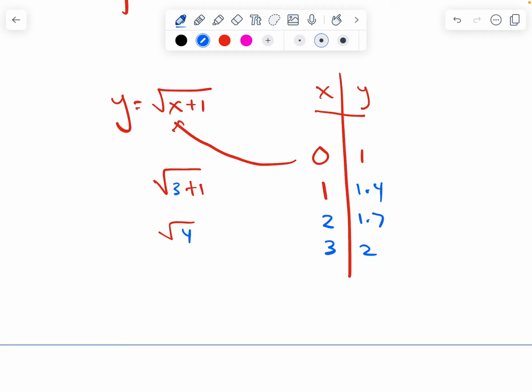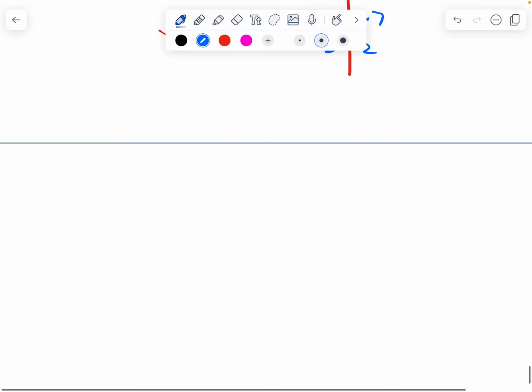And I can actually plug in a negative 1. Let's go ahead and do that. Negative 1, when I plug it in, is going to do what? Negative 1 plus 1 is 0. Square root of 0 is 0. And I can't go any further to the left of negative 1, because if I do that, I would have to take the square root of a negative. So when I graph this one, it's going to look like this.